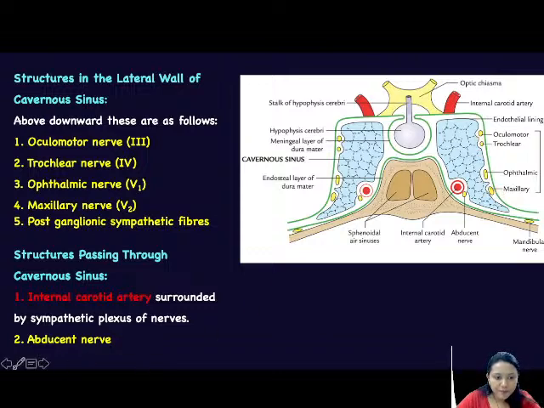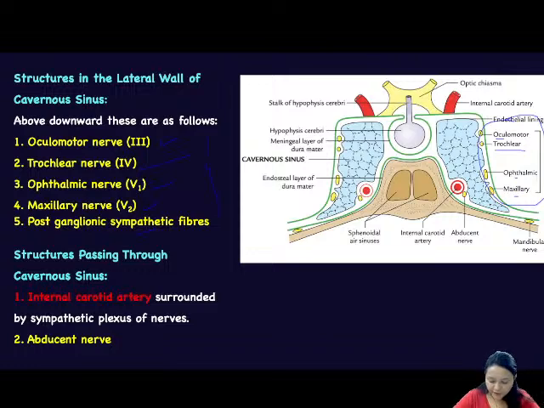Mostly you have to remember certain mnemonics, or you can just remember them as nerves also. As you can see, there are many nerves in the lateral wall. You can see oculomotor, trochlear, ophthalmic, maxillary. So you have the oculomotor, the third cranial nerve, the trochlear, the fourth, the ophthalmic, the first branch of the fifth cranial nerve, the maxillary, the V2, and the postganglionic sympathetic fibers.